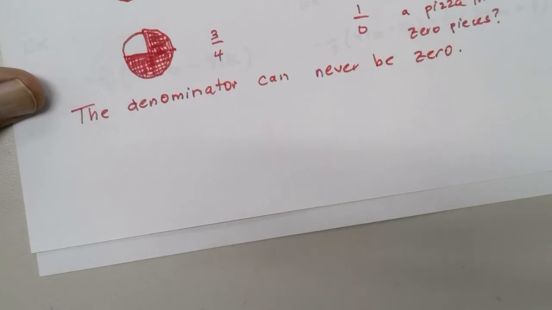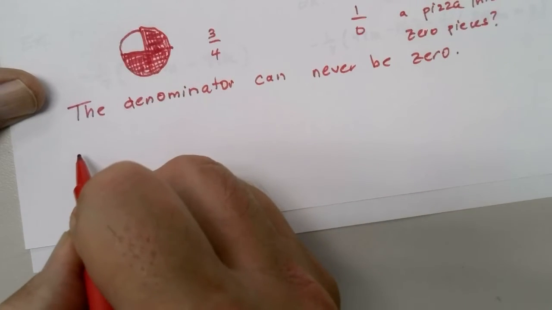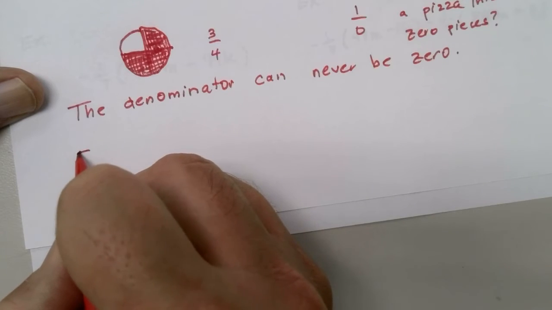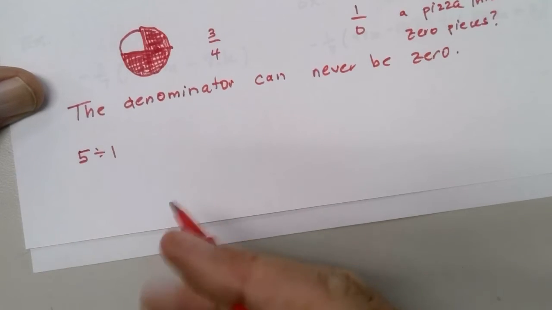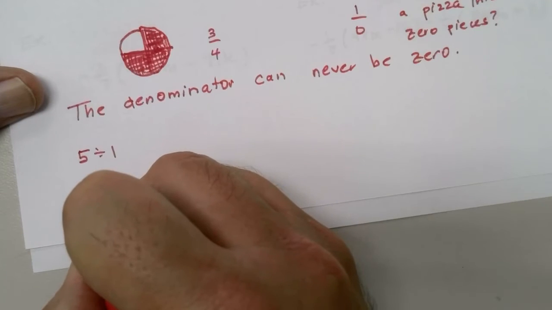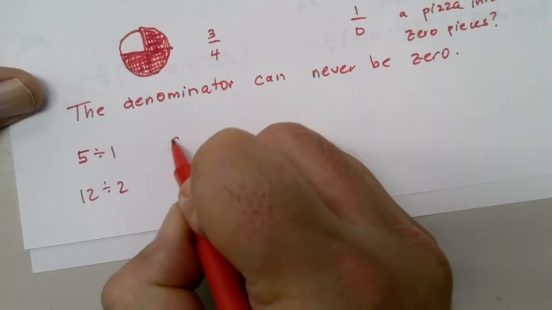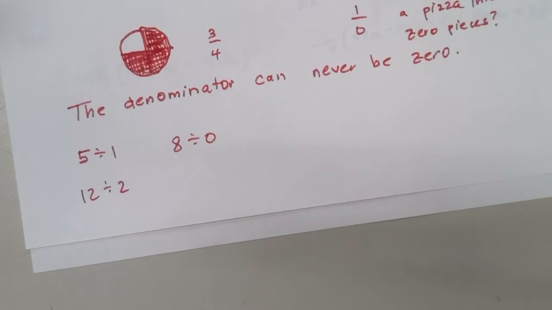Right? So then you say, well, what if I think of it as a division problem almost at the bottom? So what if I had 5 divided by 1? I say, well, how many times does 1 fit into 5? And then I have 12 divided by 2, and I say, well, how many times does 2 fit into 12? And then you have 8 divided by 0. And the question is, how many times does 0 fit into 8?